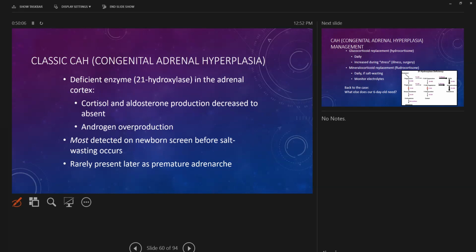So then any of the symptoms that you see or read in a question on a test might gear you toward this diagnosis. So this is mostly detected in the newborn screening and usually doesn't cause any salt wasting to occur. Rarely presents later as premature starting of the menstrual cycle.